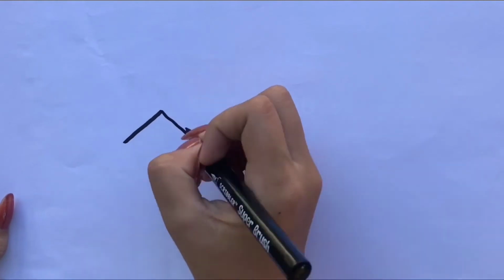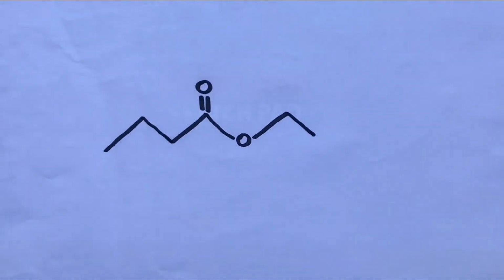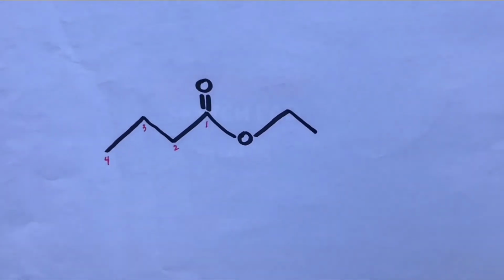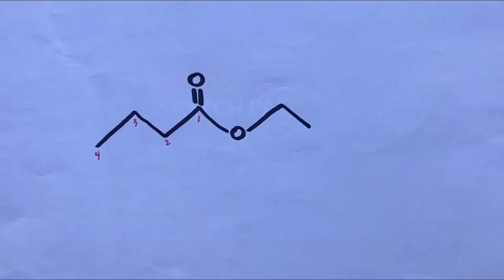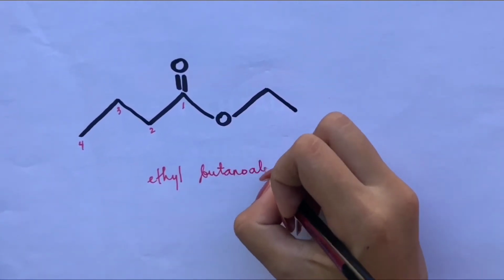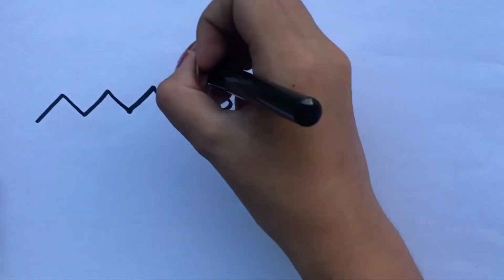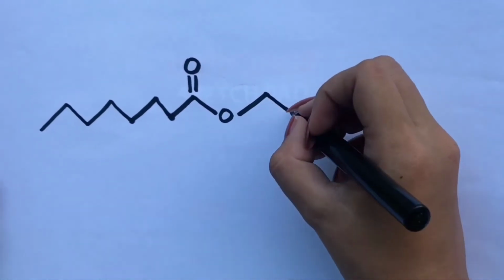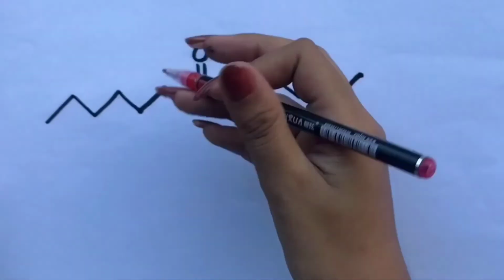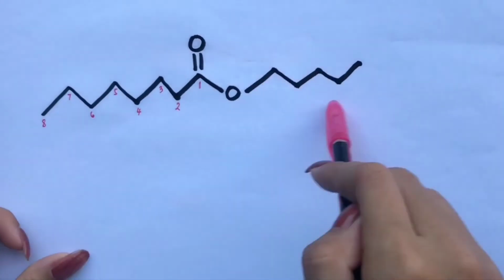We have another example, the ethyl butanoate. So this is how you draw the structure. And for our last example, we have the pentyl octanoate, and this is how you draw the structure. Always remember to put the suffix -ate when you write or name an ester.